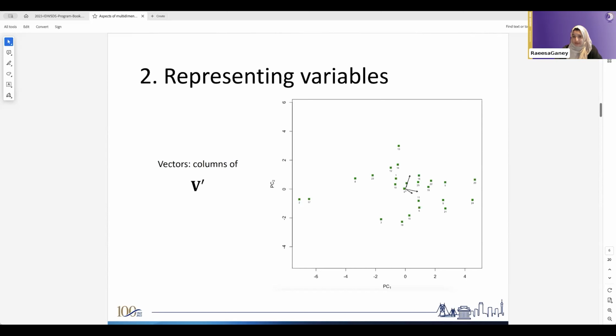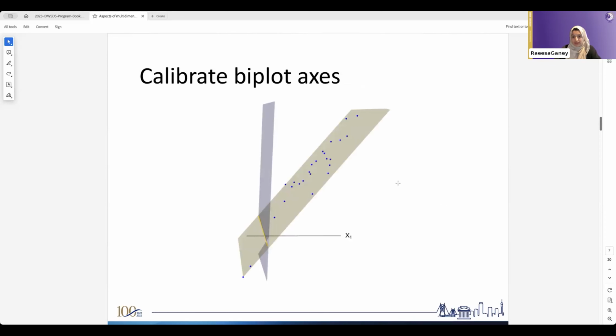So what we see here are the variables x1, x2, and x3, but they are not calibrated with any marker points as you see in a scatter plot. So the next part is to then calibrate these vectors. And the way to do it is that you go in the p-dimensional space. So this is just for variable x1.